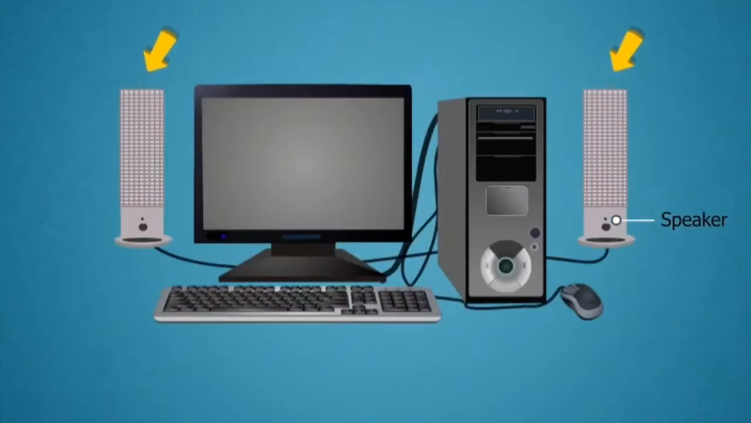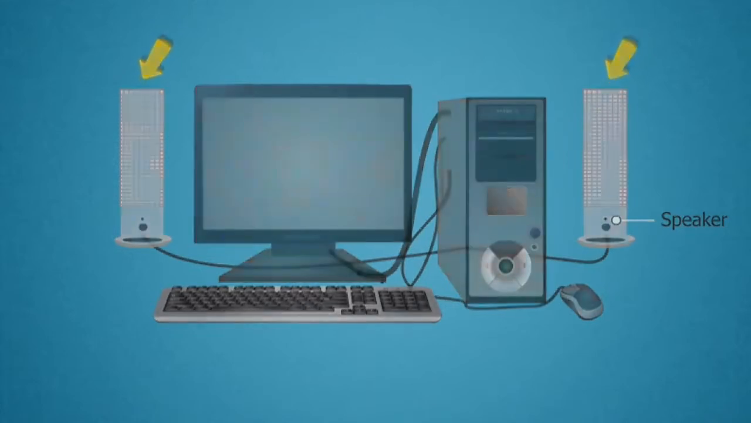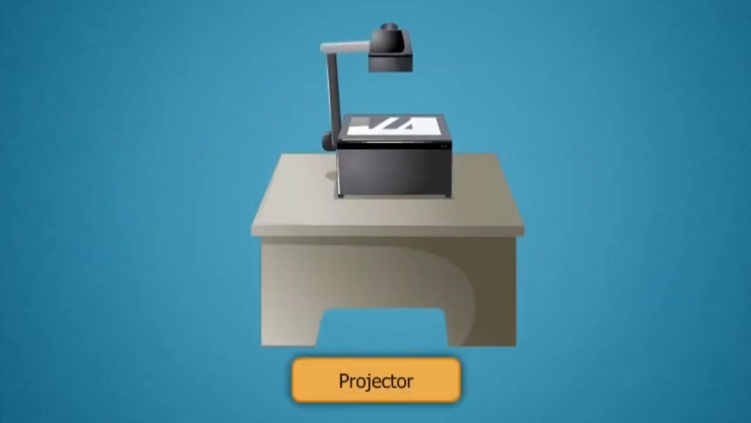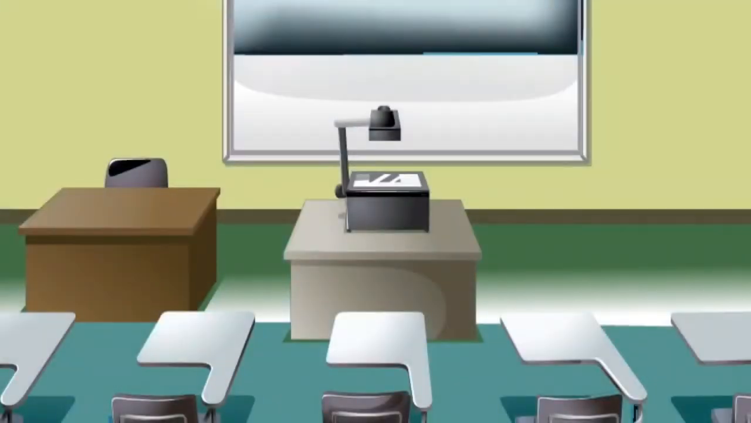A speaker is an output device through which we can hear sound. Without a speaker, we will not be able to listen to music. Headphones give sound output from the computer. They are similar to speakers, except they are worn on the ears, so only one person can hear the output at a time. Projector is an output device with which an image and text is projected onto a flat screen. A projector is often used in meetings or to make presentations. It allows the display to be visible to many people.